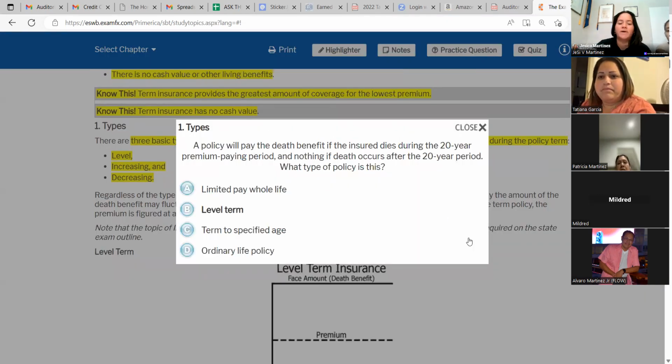It says a policy will pay the death benefit if the insured dies during the 20-year premium paying period, and nothing if death occurs after the 20-year period. What type of policy is this? So again, a policy will pay the death benefit if the insured dies during the 20-year premium paying period, and nothing if death occurs after the 20-year period. What type of policy is this?